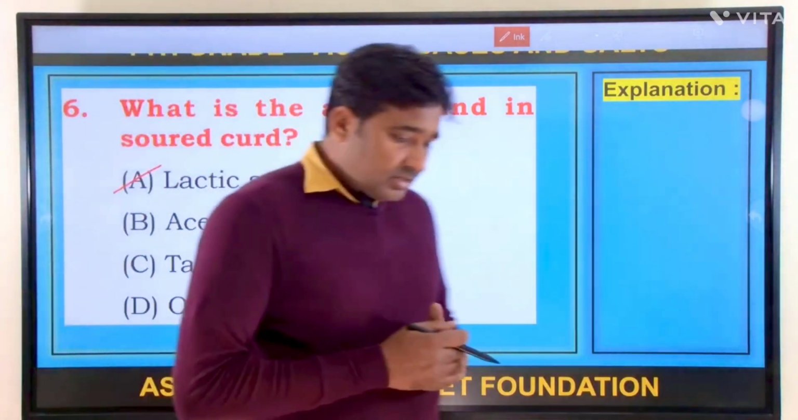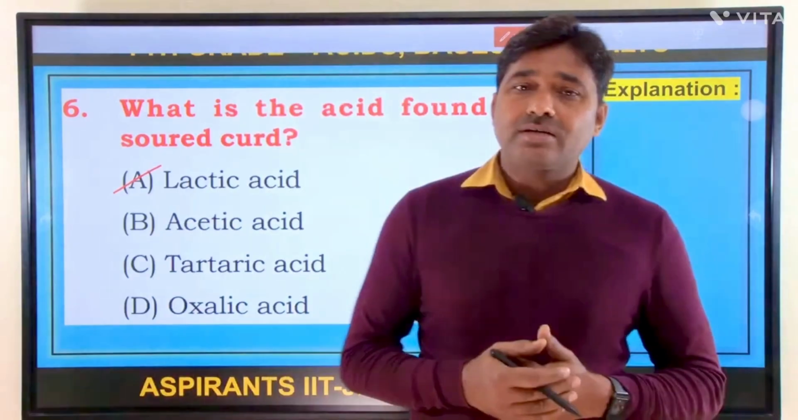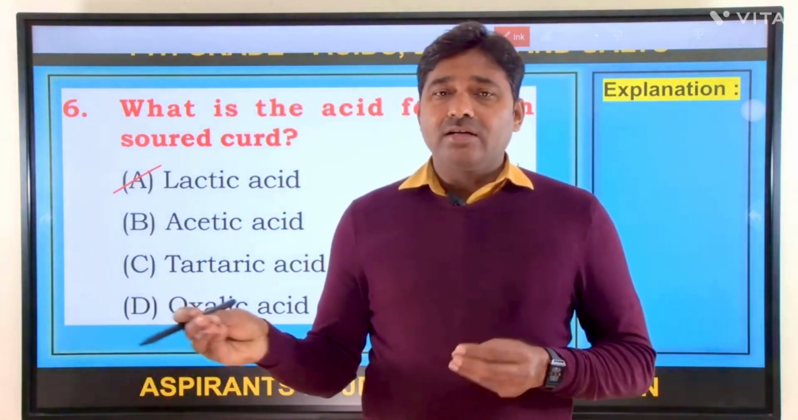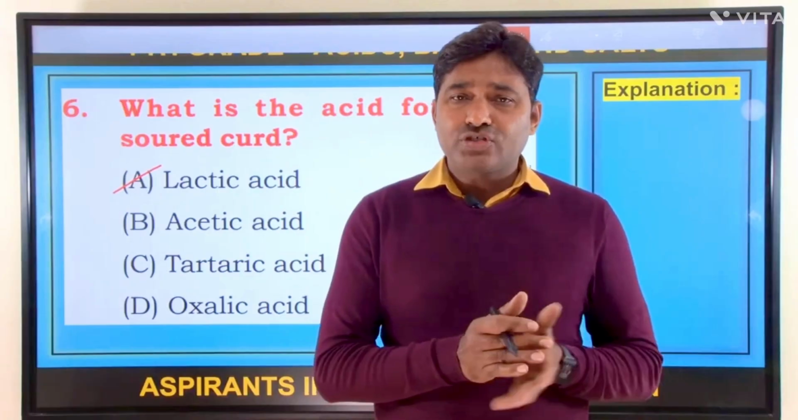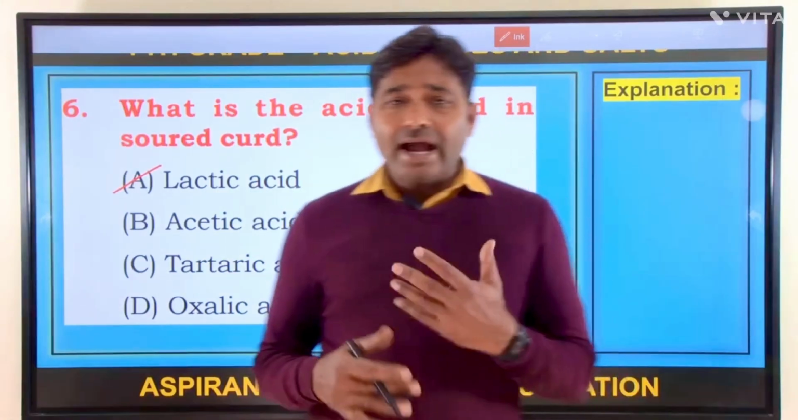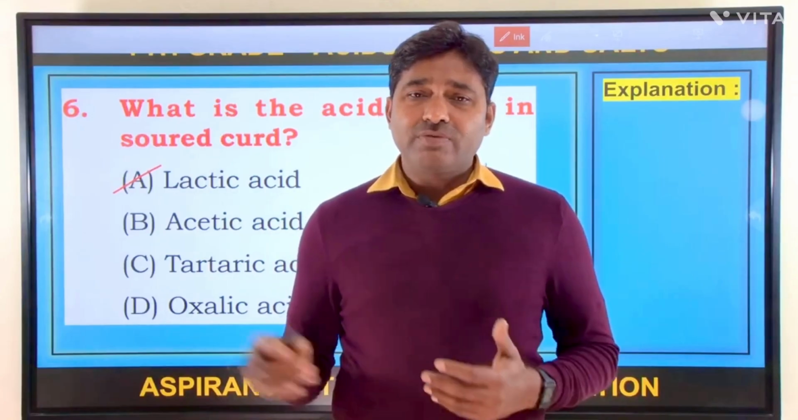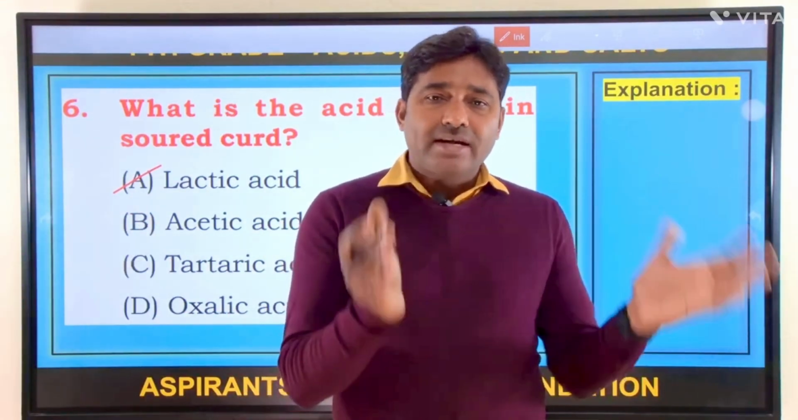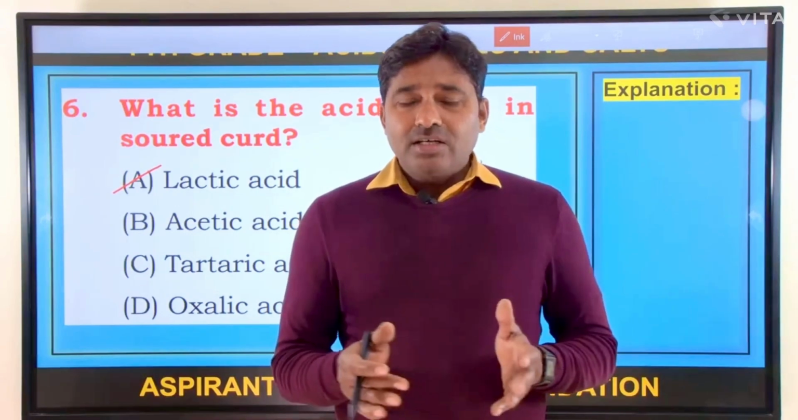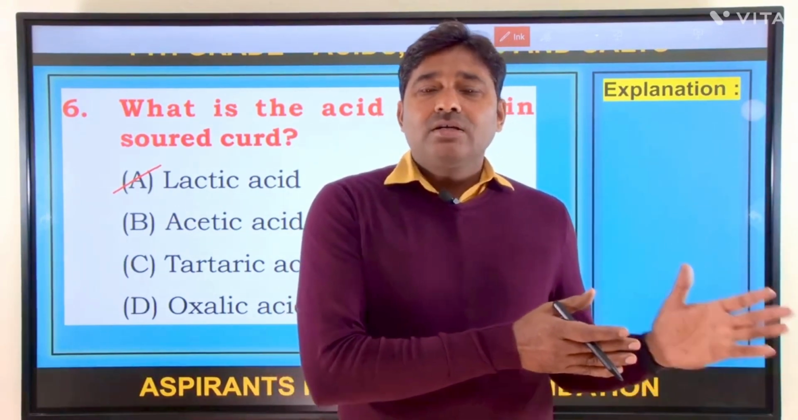Generally, the souring of milk is nothing but curd. When we add some amount of curd to the milk to initiate the fermentation process, the lactose sugar present in the milk undergoes fermentation with the help of lactic acid bacteria and gives rise to lactic acid. After that, once fermentation occurs in the milk, what happens?